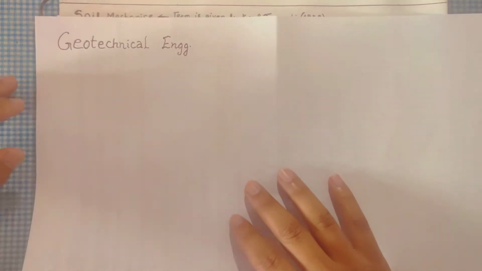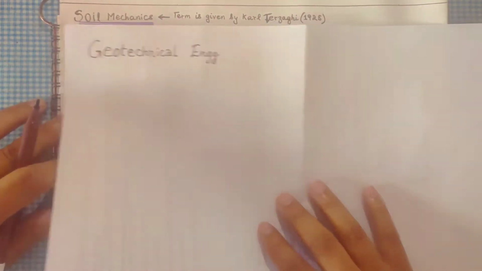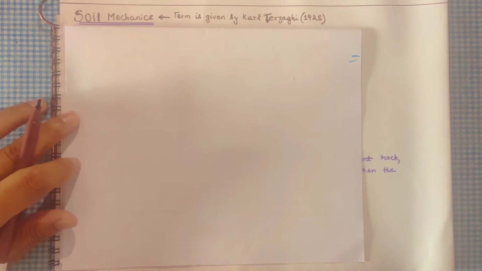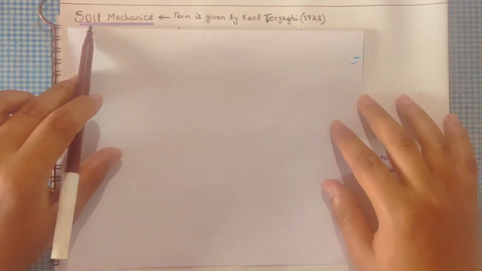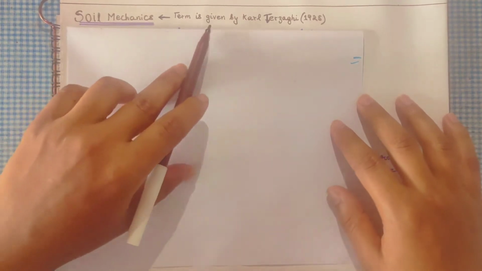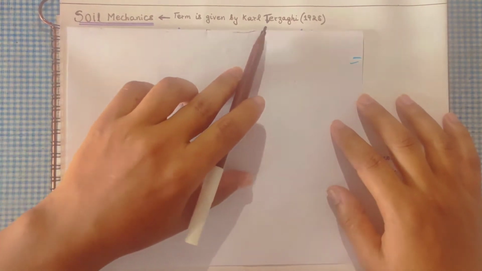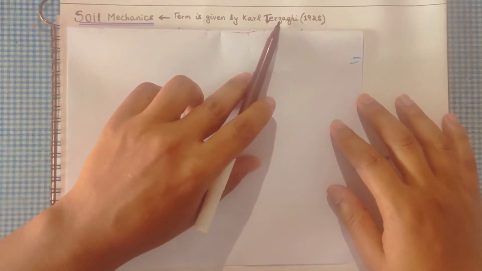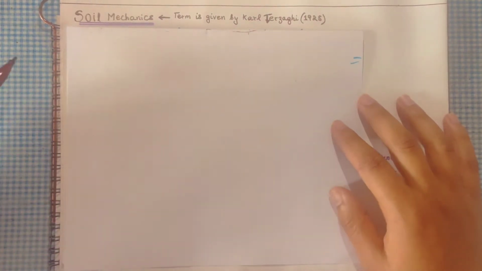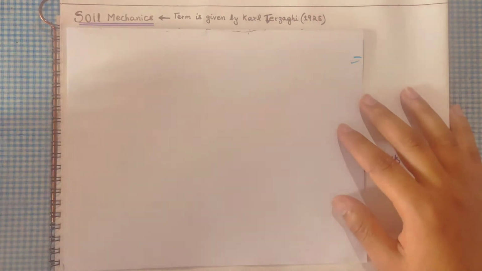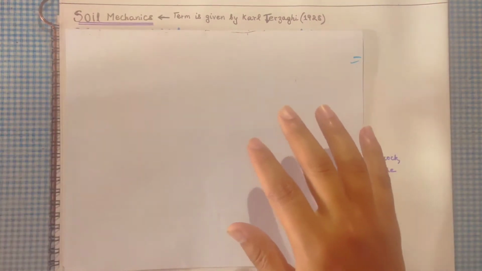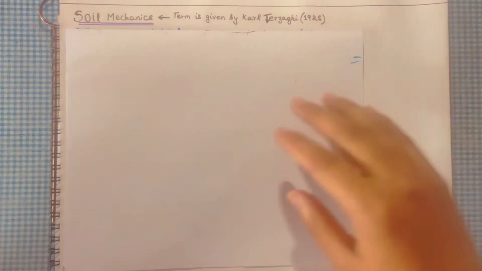Okay, let's begin now. We'll begin with soil mechanics. This term was coined by Karl Terzaghi in 1925. He's the father of soil mechanics. So let's know what is soil.